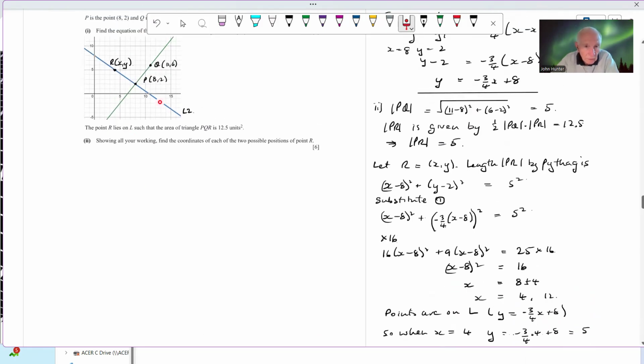So you can maybe see that. In actual fact, I cheated. I knew what the solution was when I drew the diagram. So there's your 4, 5, nicely in the right places, and we've also got 12, -1 there.